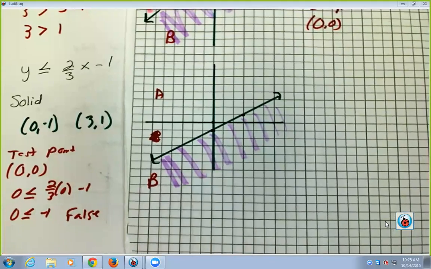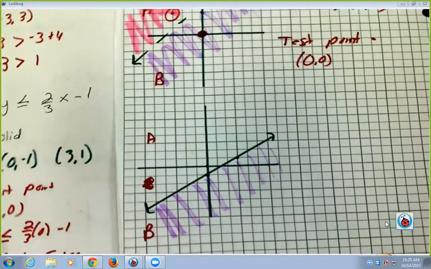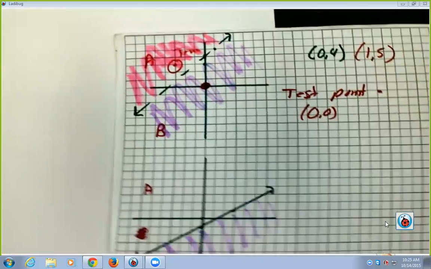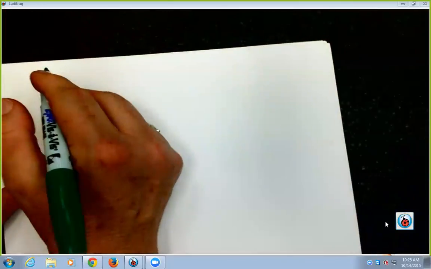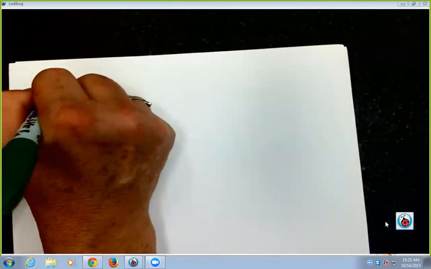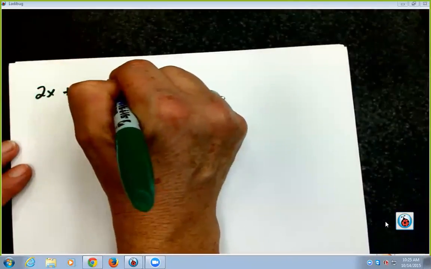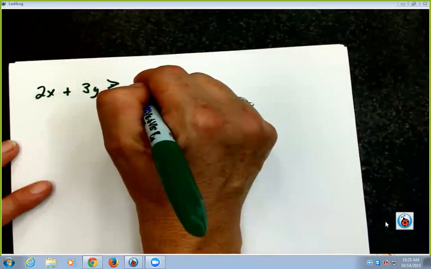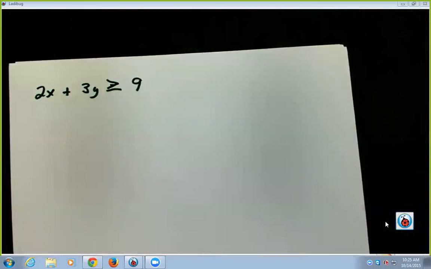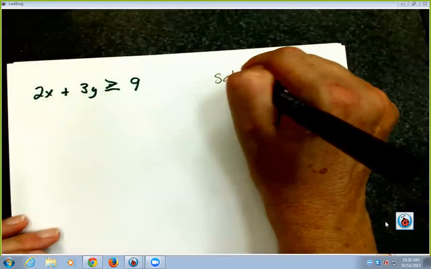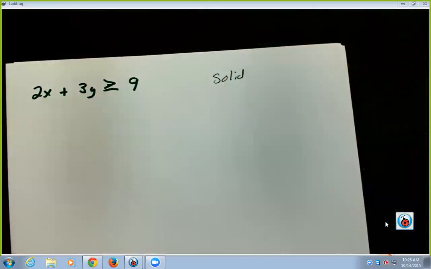Okay. All right. Let's look at another one. What if I had 2x plus 3y is greater than or equal to 9? Well, if I have this one, I can certainly pick out whether my line is solid or dashed. Which is it? Solid. Easy piece. So my line's solid. We know that.